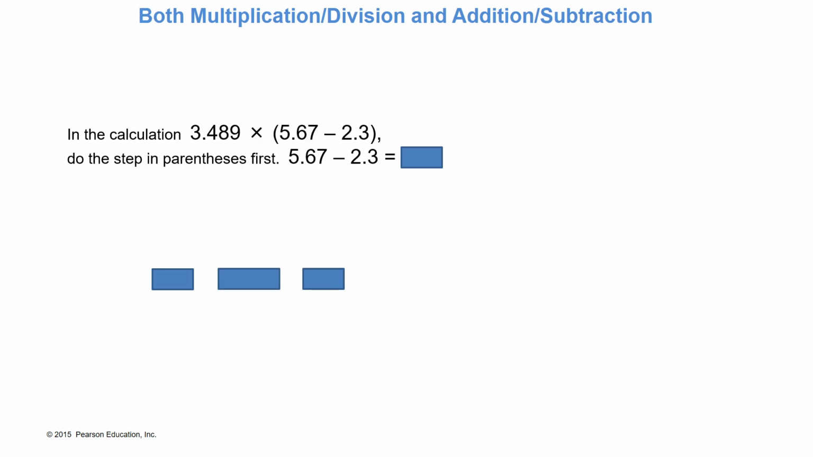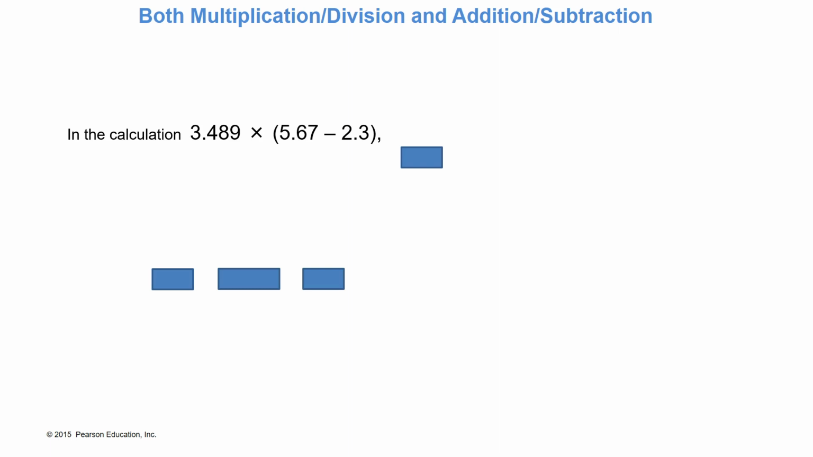Now, what happens when we have a calculation that has mixed functions? So in this one, we have 3.489 times, open parentheses, 5.67 minus 2.3. Yes? Do we use PEMDAS? So we do what's in the parentheses? Yeah. So we're going to have to use order of operations. So we have to do what's in the parentheses first.